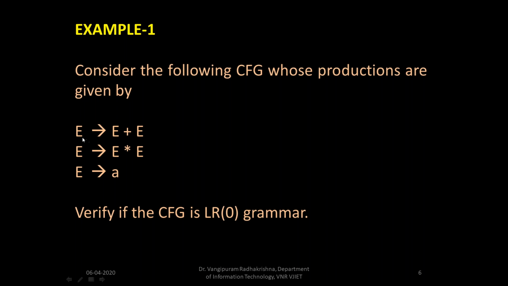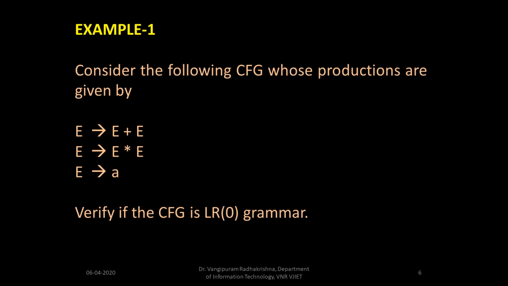By looking at this particular production, we have the following information: capital E is the only non-terminal available as part of the non-terminal set in this grammar. Symbols plus, star, and a are the only terminal symbols present in the given grammar. Capital E is the start symbol of the grammar, and these are the set of productions.